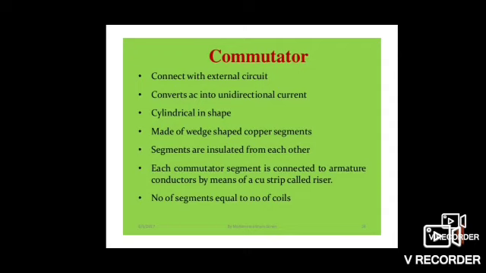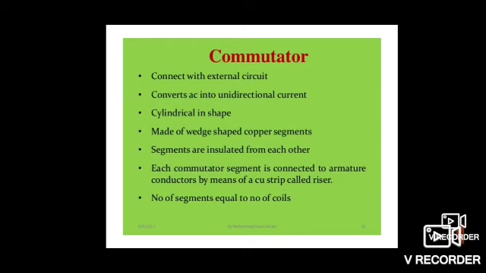Then commutator, it is used to connect the external circuit, converts AC into DC, that is unidirectional current. It is cylindrical in shape, made of wedge-shaped copper segments. Segments are insulated from each other. Each commutator segment is connected to armature conductors by means of a copper strip called riser. Number of segments is equal to number of coils.